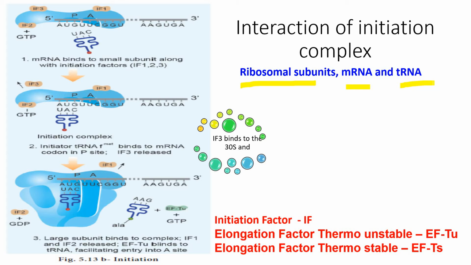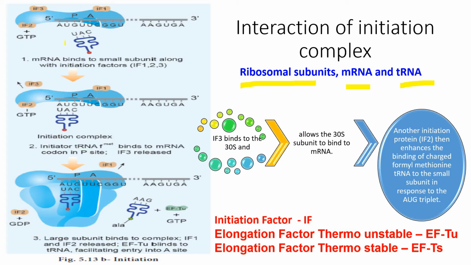And here it takes place in three steps. So first one, the initiation factor 3 binds to the 30S. 30S means it is a subunit of ribosome. Then it allows the 30S ribosome subunit to bind to the mRNA. So the blue color is the ribosome and this is a mRNA. So it binds. Later what is happening?